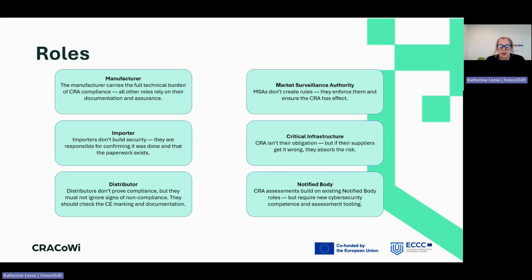They don't have to execute the CRA documentation part itself, but they will be affected if their suppliers get it wrong. And then finally, we have the notified bodies who are responsible for the compliance assessment. And all of these roles are going to need to find new kinds of tools, even if it's just to organize the paperwork that comes in and out in accordance with the CRA. But as I mentioned before, the majority of the responsibility lies with the manufacturer.